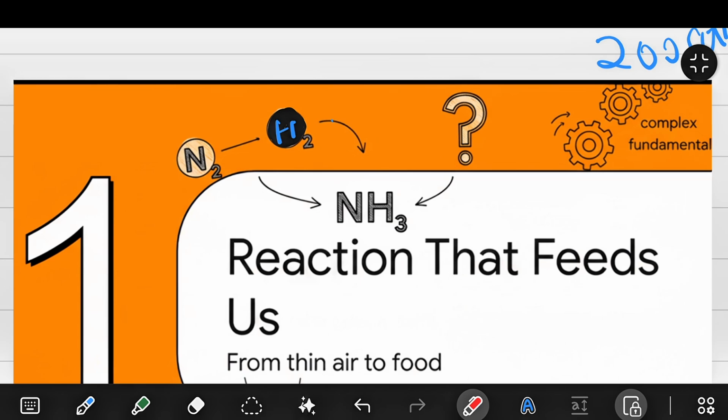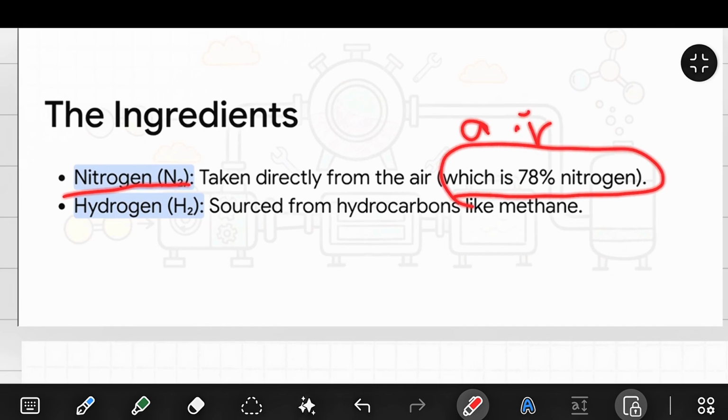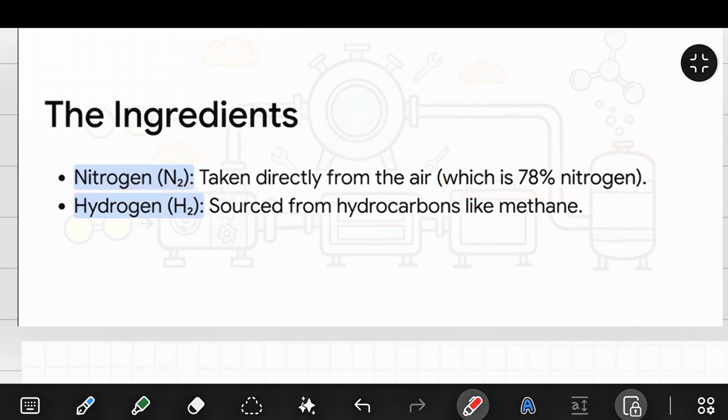Now, in order to make such huge amounts of ammonia, we need a massive amount of nitrogen and hydrogen. Nitrogen is easy to acquire because 78% of the air is nitrogen, right? So we just take the air and filter it to get only the nitrogen, and then we use that nitrogen. Hydrogen is a bit of a tricky one because hydrogen is sourced from hydrocarbons, which are organic compounds like methane, natural gas, right?